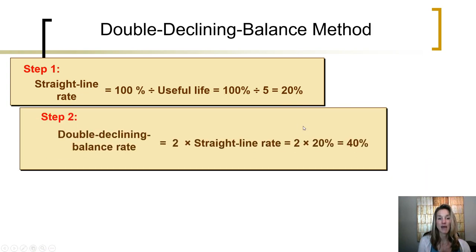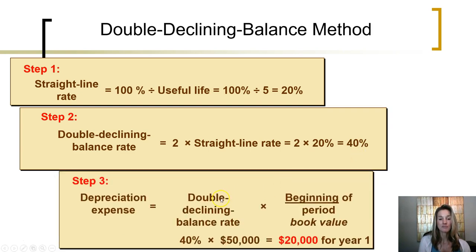So the double declining balance method says take that straight line rate and double it. Multiply it by 2. So 2 times the straight line rate means the declining balance method rate will be 40% per year for this asset. The final step to calculate the depreciation expense for the year is to take the double declining balance rate of 40% and multiply it by that year's beginning book value.